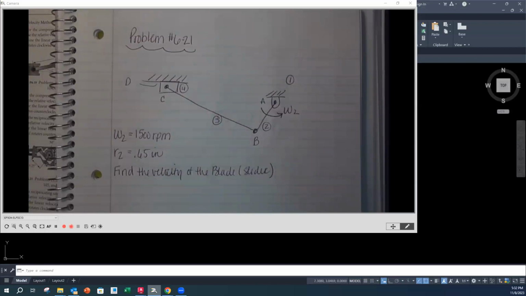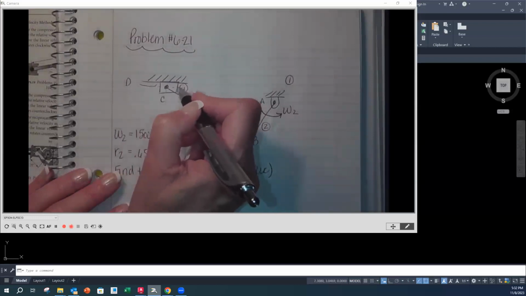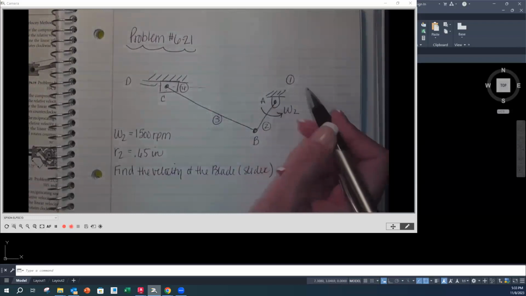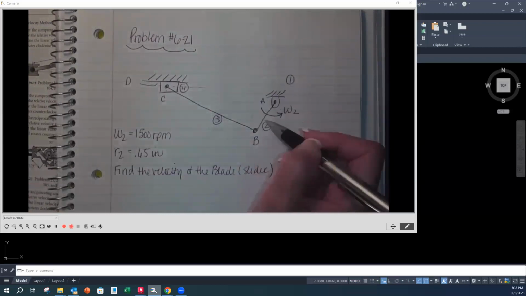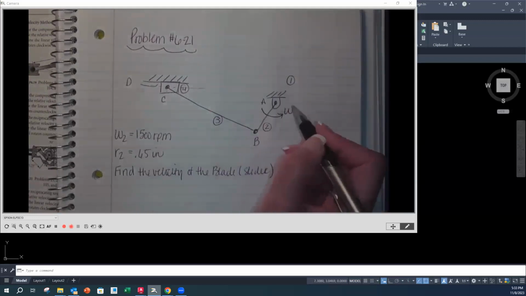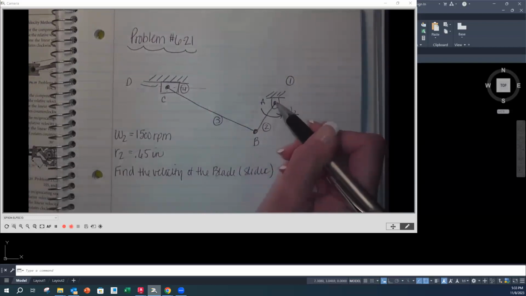So as we look at our problem here, we need to find the velocity of the blade, and the blade is being represented by our slider. Our slider can only go in a linear fashion, and in this case, it's going to be horizontal. The crank is going to be going at a rotational speed of 1500 RPM counterclockwise. And link number 2 is then going to be spinning around. It's going to have an angular velocity, and it is going to be fixed at this point.